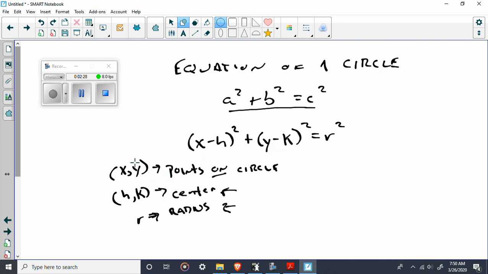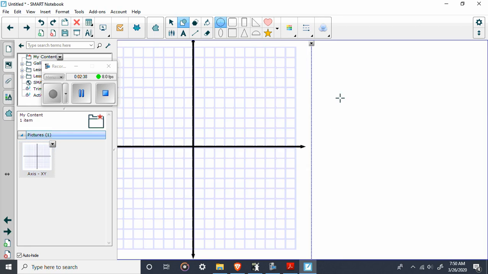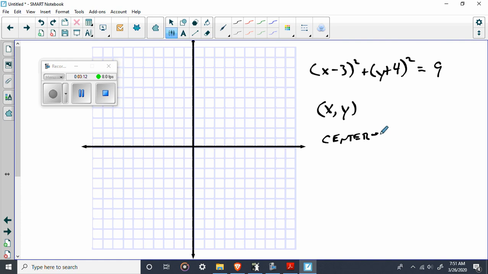Okay. So essentially, if I gave you this coordinate plane, and I said the standard equation of the circle is, say, (x minus 3) squared plus (y plus 4) squared is equal to, let's say, 9. So x and y are still coordinates, and that's what we're going to actually draw our points with. Your center is (h, k).